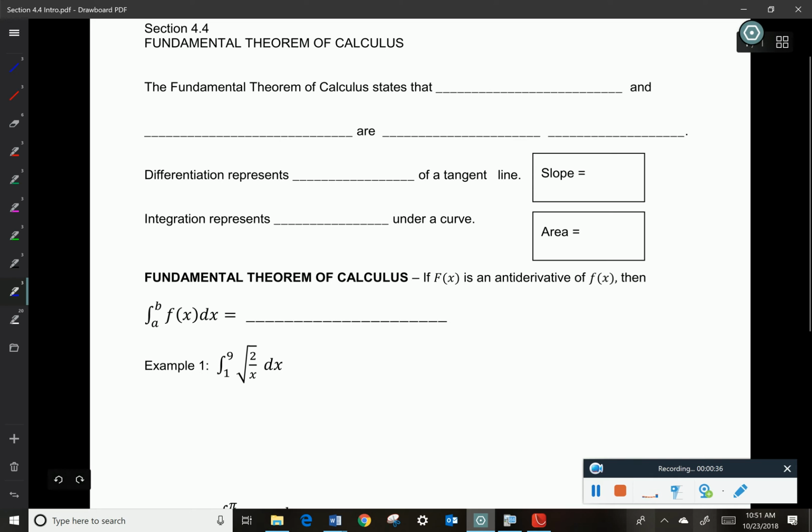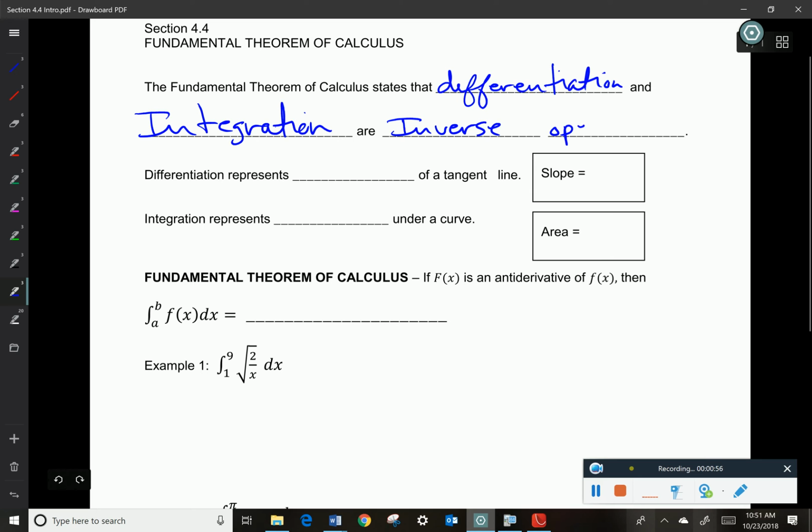It says the fundamental theorem of calculus states that differentiation and integration are inverse operations. Okay, the same way as addition and subtraction are inverse operations, or multiplication and division are inverse operations. The idea is that they undo each other. If I have a derivative and I want to go back to the original, I can undo the derivative by integrating.